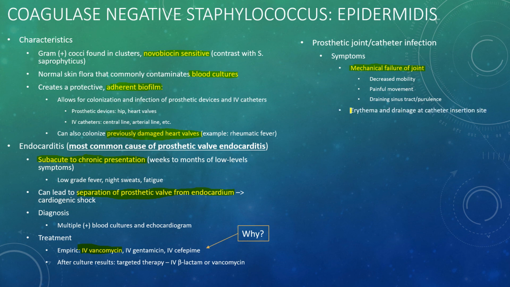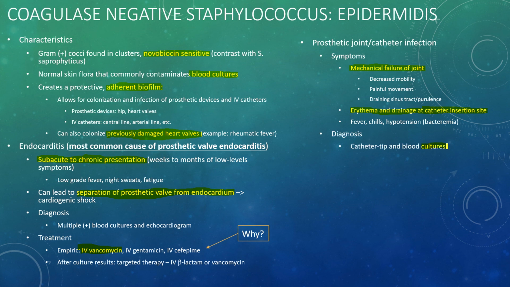So another thing is you get erythema and drainage of the catheter insertion site. So if you have a catheter in place and you see it's red and inflamed and draining, that means that there's some kind of infection there and it must be removed as soon as possible. You can also get fevers, chills, and hypotension if the bacteria get into the blood and cause systemic signs and findings. Now how to diagnose it.